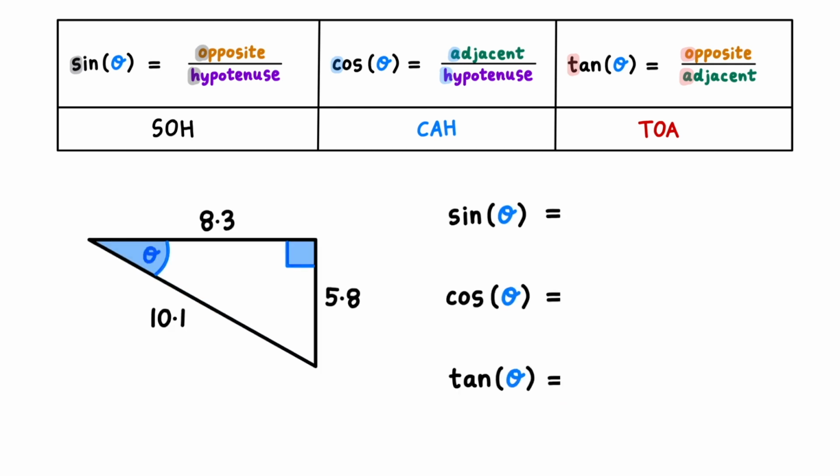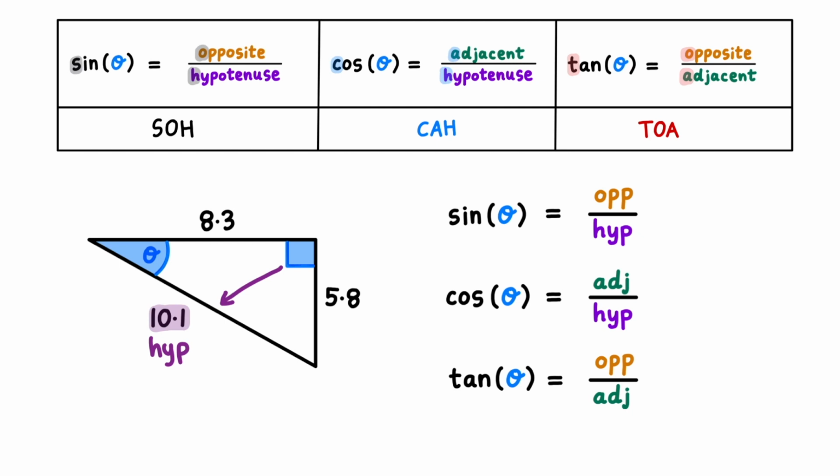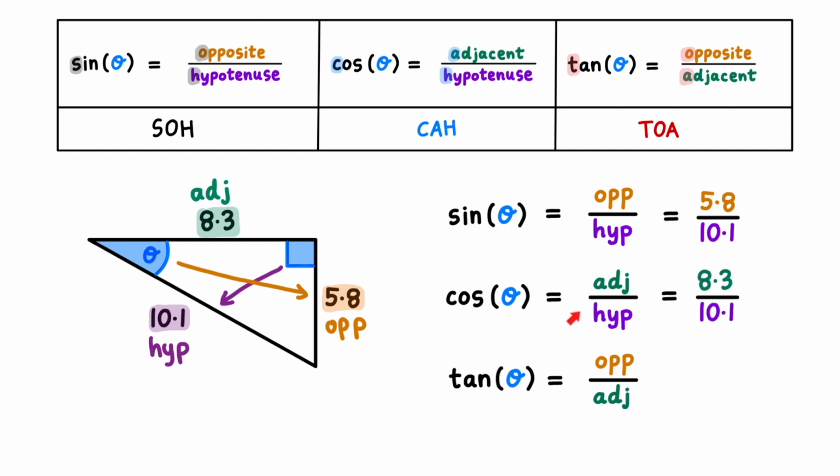Here's another example. In this triangle, the hypotenuse is equal to 10.1. The opposite is 5.8. And the adjacent is 8.3. Sine of theta is equal to the opposite, 5.8, over the hypotenuse, 10.1. Cos of theta will be the adjacent, 8.3, over the hypotenuse, 10.1. Tan of theta will be the opposite, 5.8, over the adjacent, 8.3.